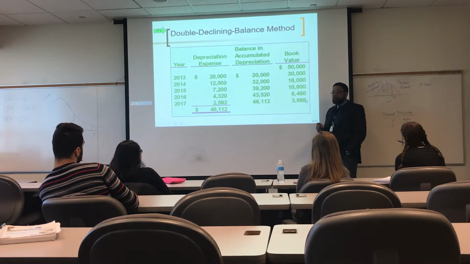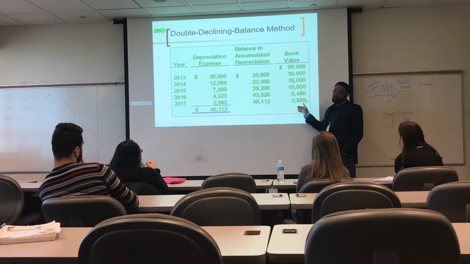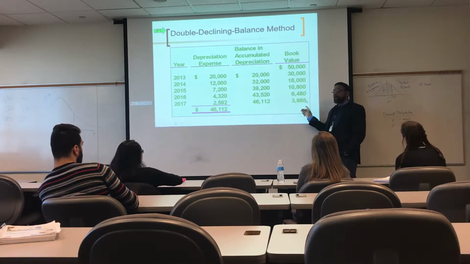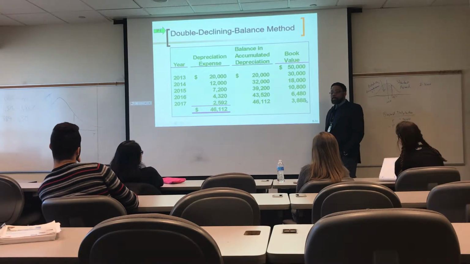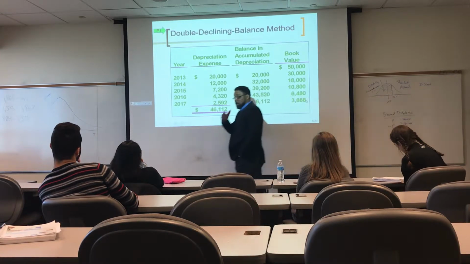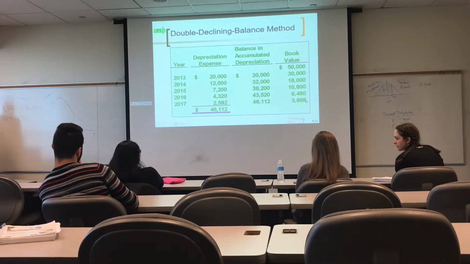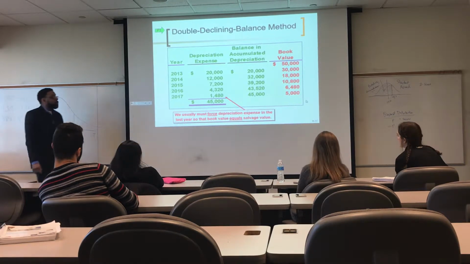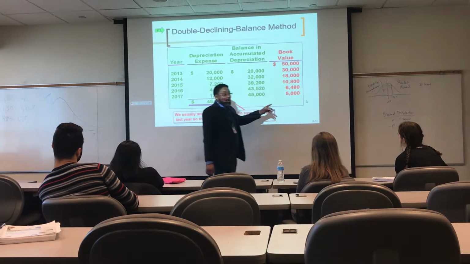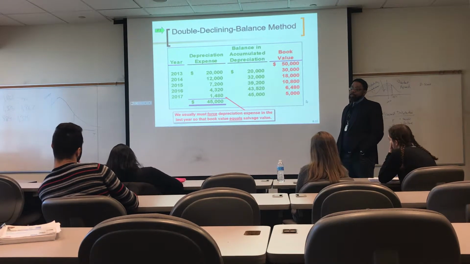What is the salvage value supposed to be? 5,000. So the question is, do you keep this at $3,888, or do you change it back to 5,000? The answer is you change it to 5,000. So this is below the salvage value. Remember, when you're doing depreciation, you do not go past the salvage value unless you make an adjustment to the numbers.